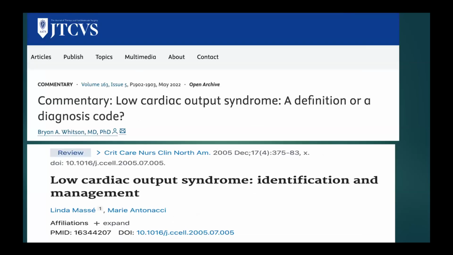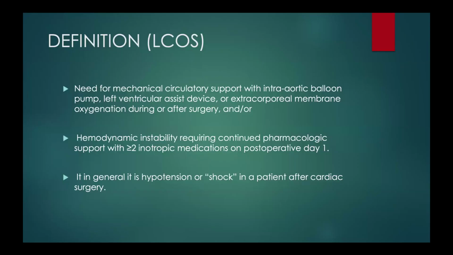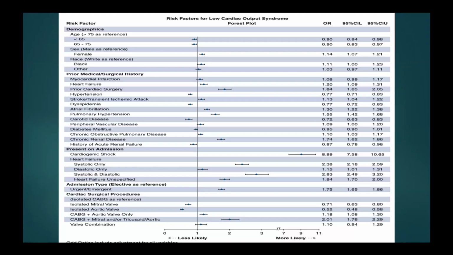According to these papers and guidelines, a low cardiac output syndrome has been defined as the need for mechanical circulatory support with an intra-aortic balloon pump, left ventricular assist device, or extracorporeal membrane oxygenation during or after surgery, and/or hemodynamic instability requiring pharmacological support with more than 2 inotropic medications on postoperative day 1. In general, it is termed as shock in a patient after cardiac surgery.